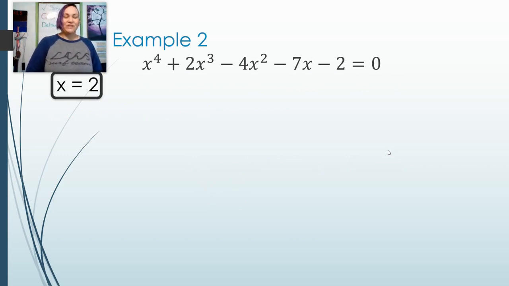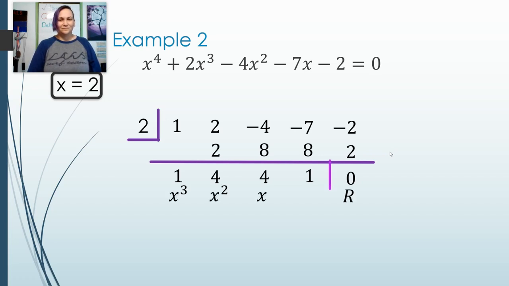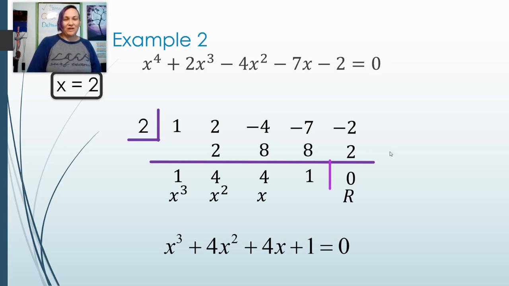Now that I know my first answer, I can use that and synthetic division to get my polynomial to be smaller. So right now it's an x to the 4th. If I do synthetic division, I can get it down to an x to the 3rd. And again, our goal is just keep making it smaller and smaller and smaller until we have found all of our answers. All right, here is my new polynomial that I'm going to work with.